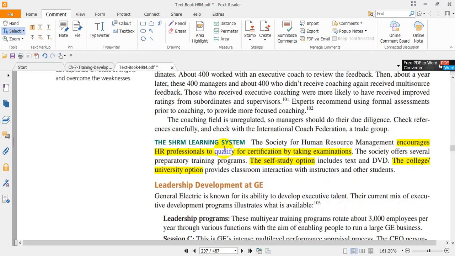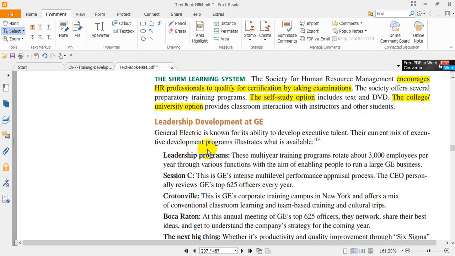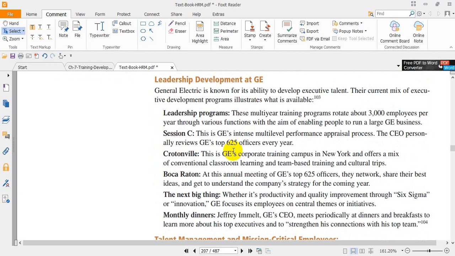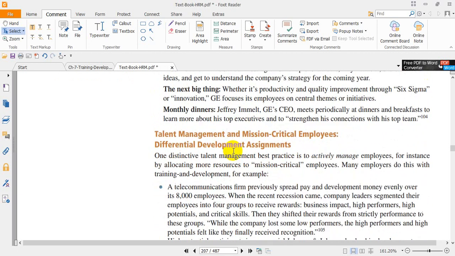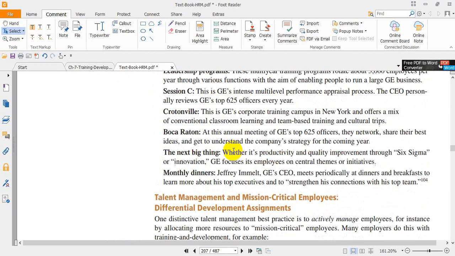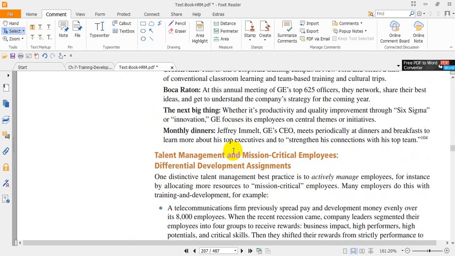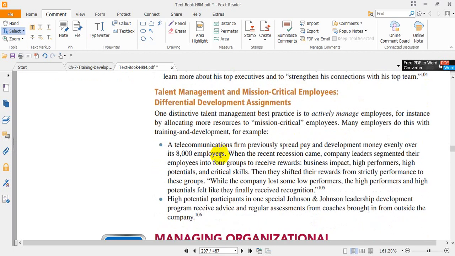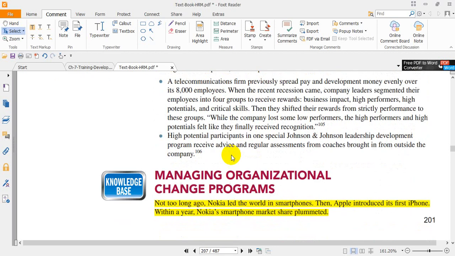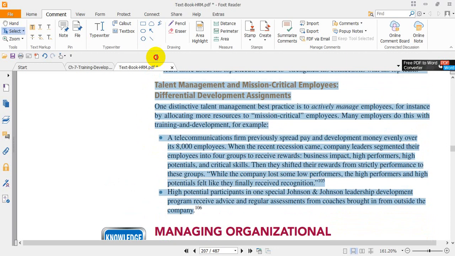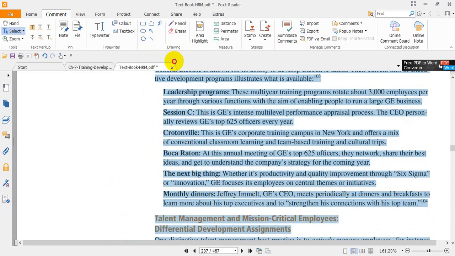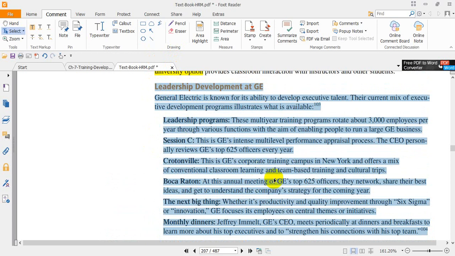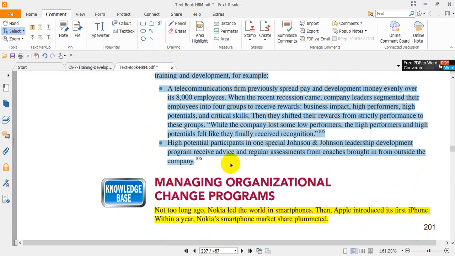Okay, here is a case study of leadership at General Electric, you can read this one alone. It's an example or a case study, and here also the talent management as a case study. Also you can read these two parts, please, for more understanding.